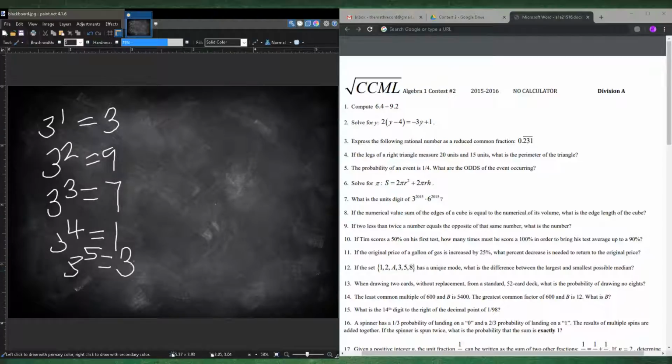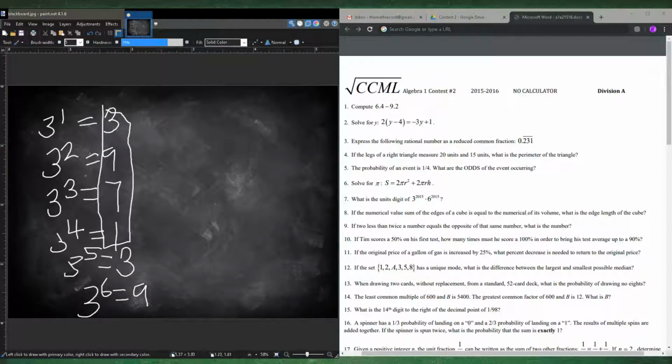Right? You see how it's repeating? 3 to the power of 6 is 729, so the units digit is 9. You see how it repeats: 3, 9, 7, 1, 3, 9, 7, 1. So the pattern goes 3, 9, 7, 1.